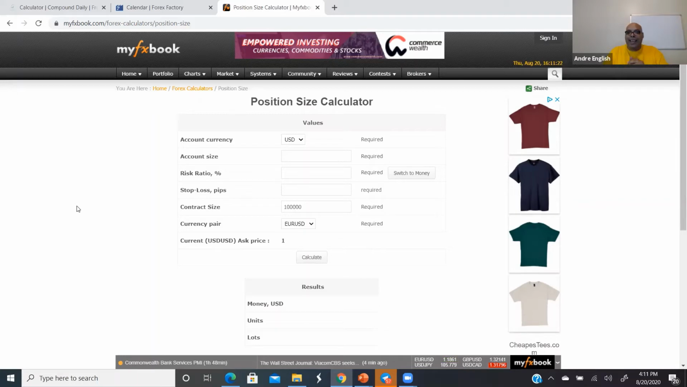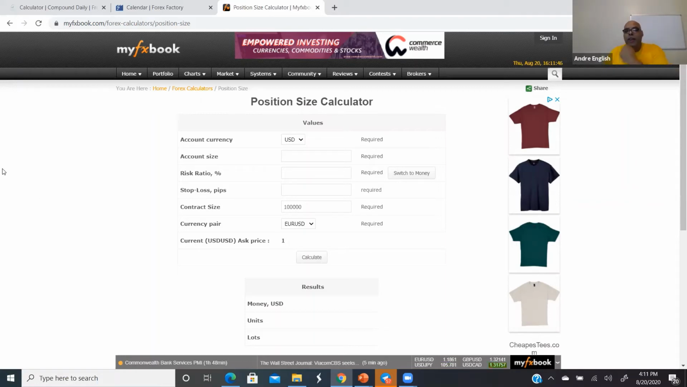So your lot size is the amount of money you're trading in the market. When you enter your trade on the phone or the computer, you will have a lot size that you're going to use. And that lot size, combined with your stop loss at 2% risk, will let you know what your lot size should be. Okay, so watch this.